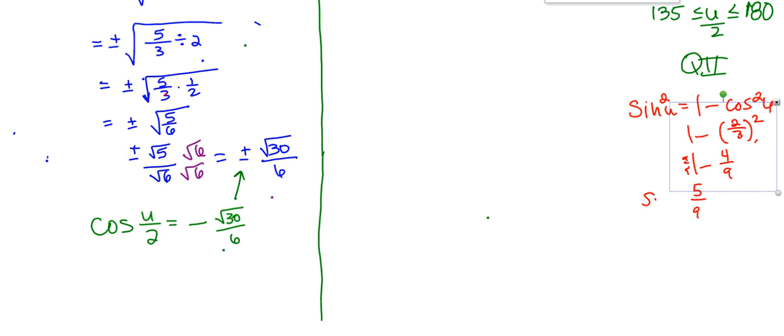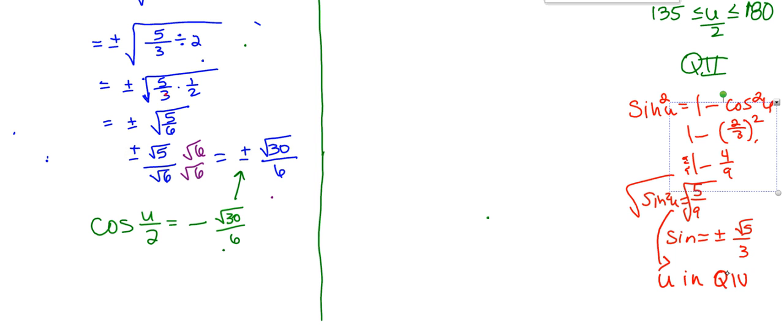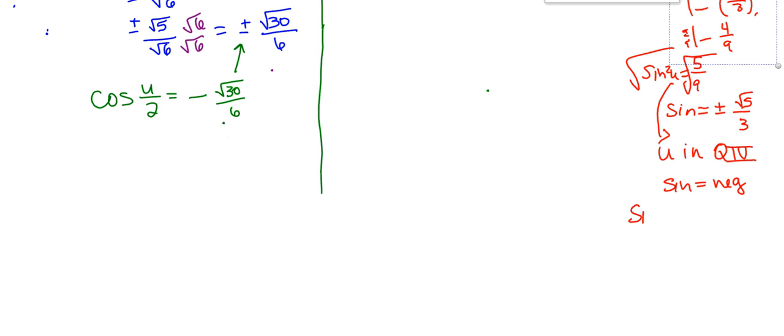Oh, these numbers look familiar. Sine squared of u, take the square root: sine equals plus or minus square root of 5 over 3. Now there's a plus or minus here also, but we're talking about u. Since u is in quadrant 4, the sign is negative. So sine of u is actually equal to negative square root of 5 over 3. And we'll need that up here.